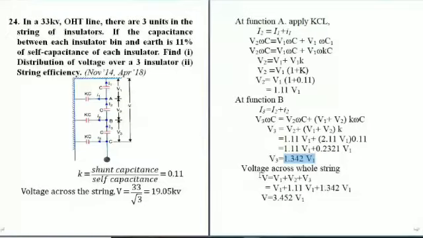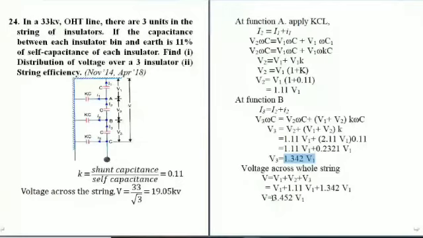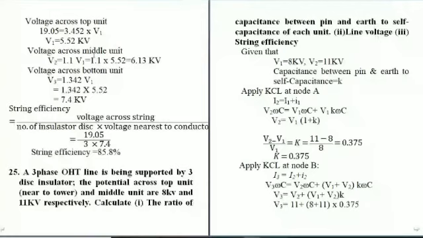So the voltage across the entire string is V is equal to V1 plus V2 plus V3. Finally, if you substitute the entire thing, V is equal to 3.452 into V1. That can be obtained. Now by using these equations, we can find the voltage across the top unit, that is 19.05 is equal to 3.452 into V1. That can be calculated, because by using this term V2 is equal to V1 into 1.11.